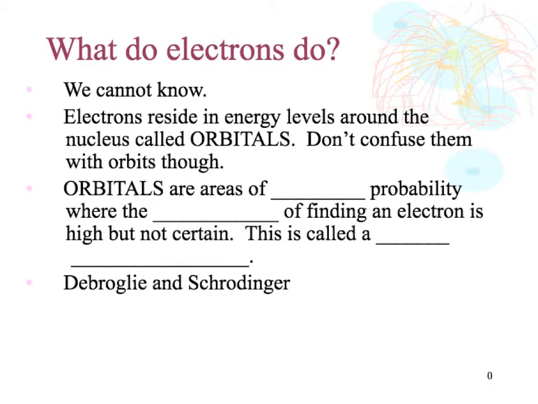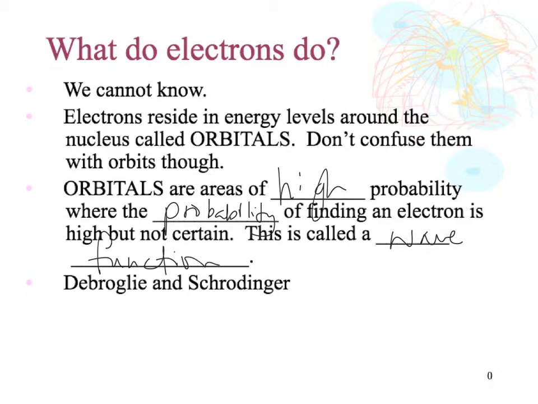We really can't know. Electrons reside in energy levels around the nucleus called orbitals. They're not orbits, though. Orbitals are areas of high probability. So you can say with high certainty, yeah, 90% of the time, the electron probably is going to be there, where the probability of finding an electron is fairly high, but never certain. This is called a wave function. It's a mathematically defined area of high probability.